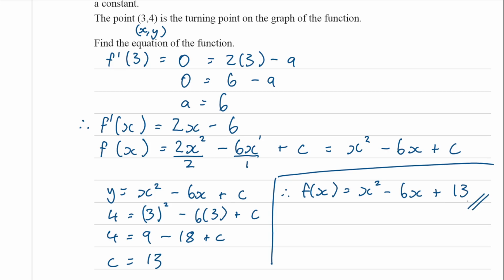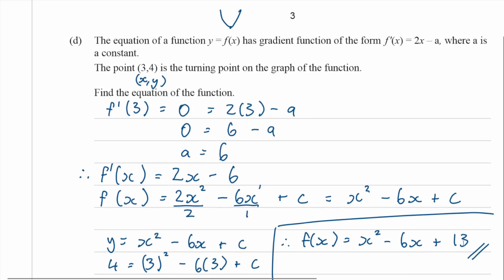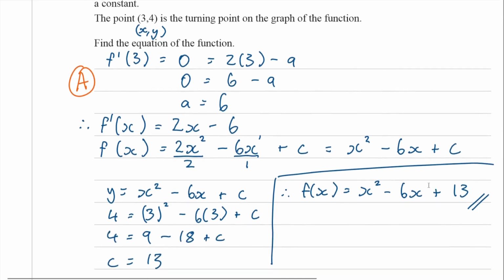Awesome. So to recap that question, we were given the gradient function and some information about the turning point. So we use that information to find a, and that is actually worth achieved for this question. Secondly, we anti-differentiated. Don't forget the plus c, and that is merit. And finally, if you correctly substituted in a point and solved for c, that is where you would get excellence for this question.